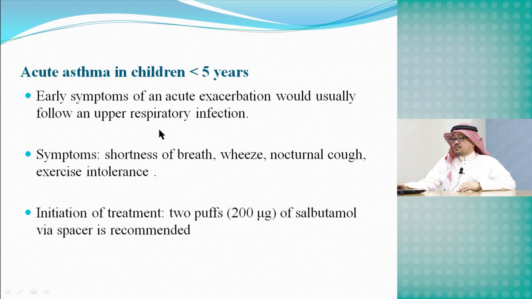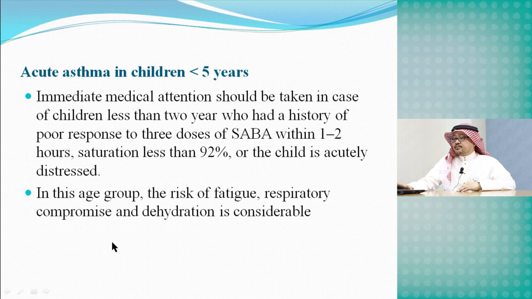In acute asthma in children less than 5 years, early symptoms of acute exacerbations usually follow an upper respiratory infection, and the symptoms are usually shortness of breath, wheeze, nocturnal cough, and exercise intolerance. Initiation of treatment with 2 puffs of salbutamol via spacer is recommended.